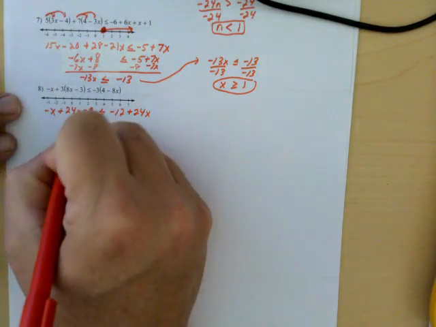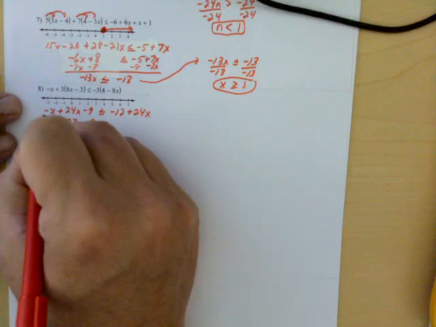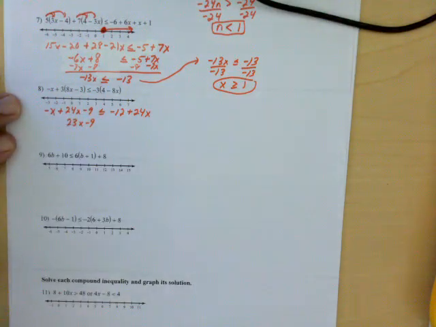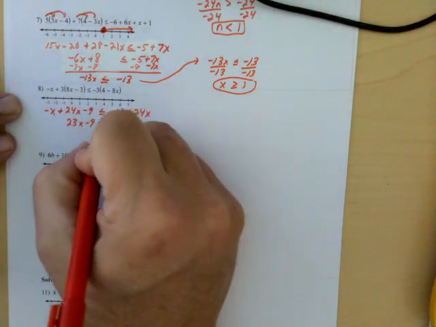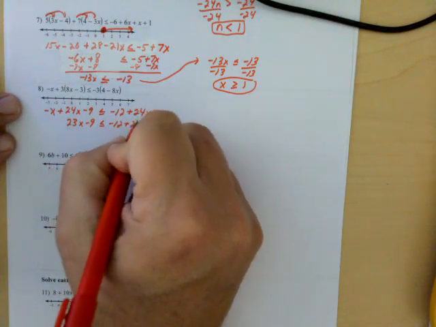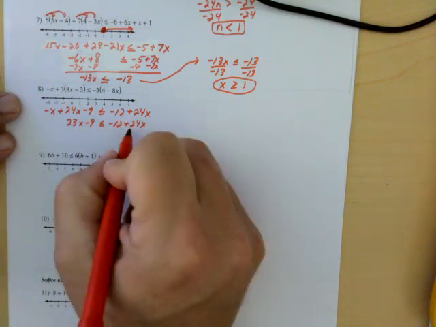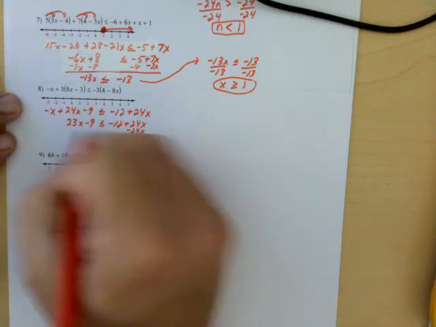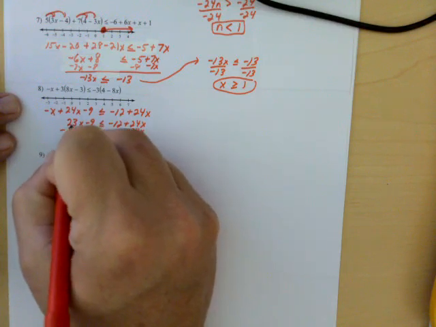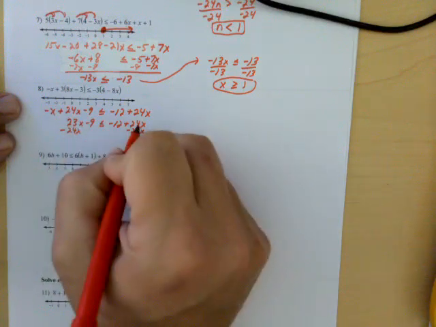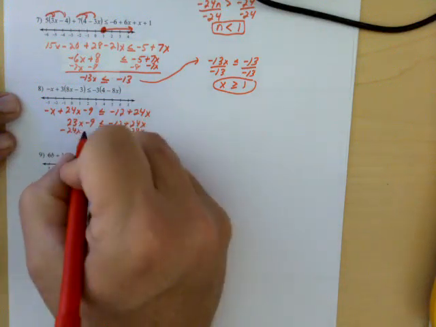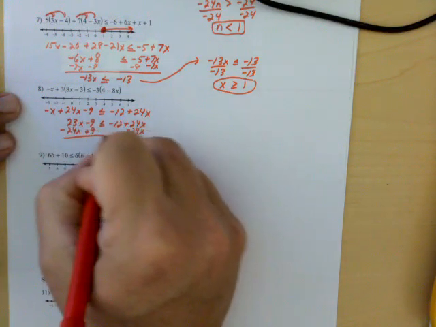Then on this side we have 23x minus 9. All I did was combine the negative x and the 24. And then on this side, I'm just going to rewrite it. And then what we'll do is we'll bring this over. I'll subtract 24x. Now you could have subtracted the 23x and have your x on the right, but I'm going to keep my x on the left.